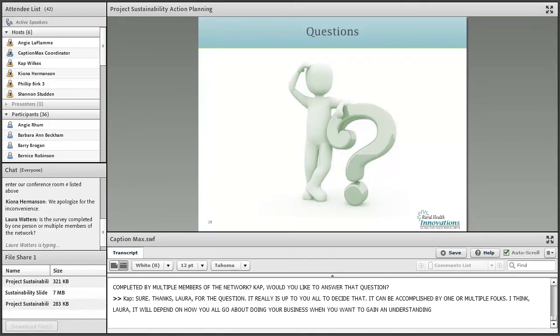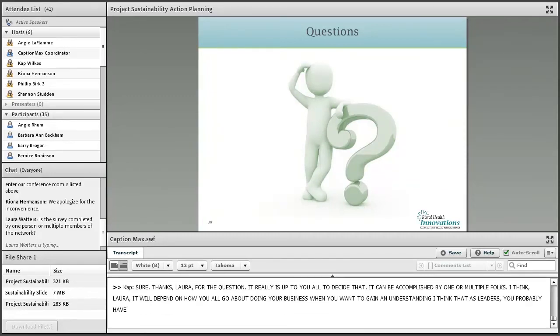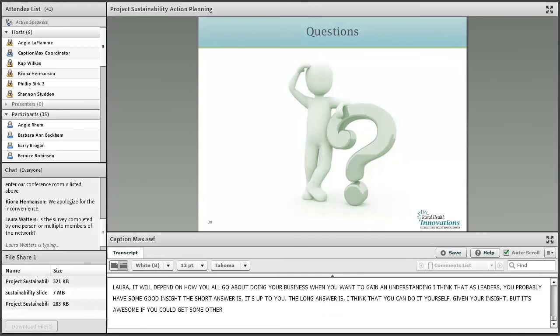I do think, though, that as network leaders, you probably have some good insights since you've moved along as far as you have through all of the planning steps, and in particular, the last business planning effort. So the short answer is it's up to you. The long answer is I think you can do it yourself, given your insights, but it's awesome if you get some other input.